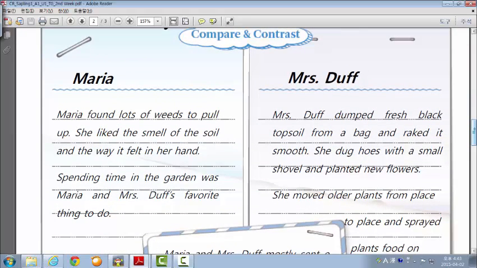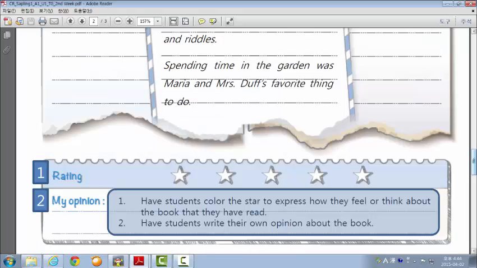On the left-hand side, I want you to write down what Maria did. And on the right-hand side, I want you to write down what Mrs. Duff did. And so on. Once the students complete everything, including their star rating and their opinion as to why they get that rating, they are finished with their book report.